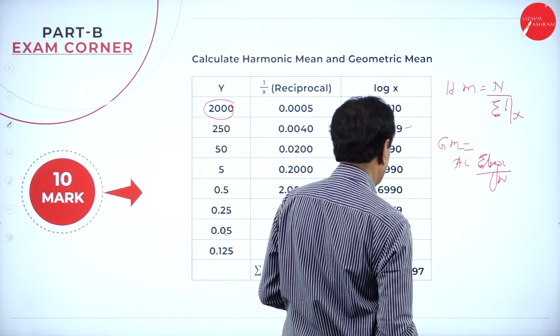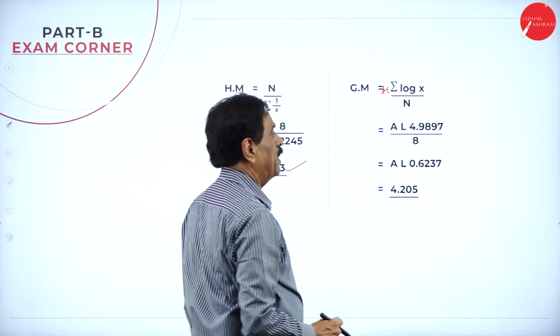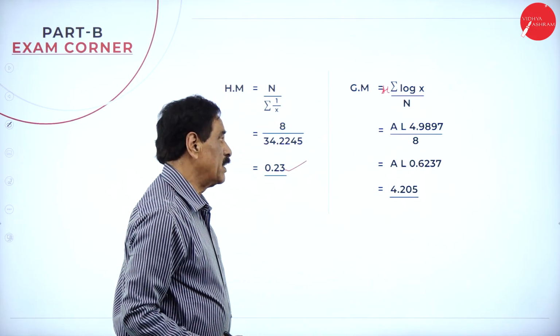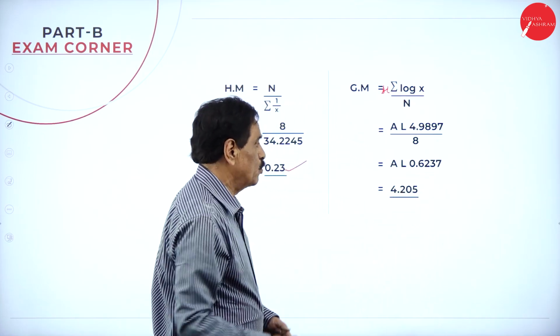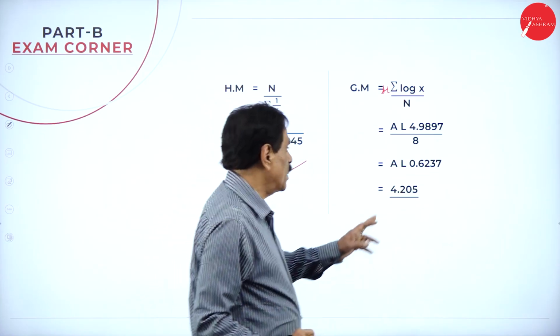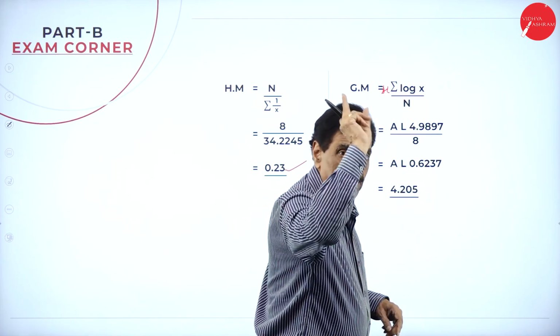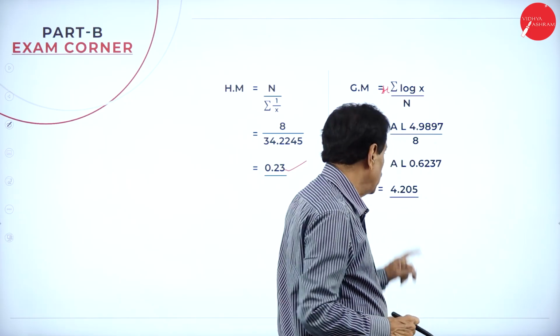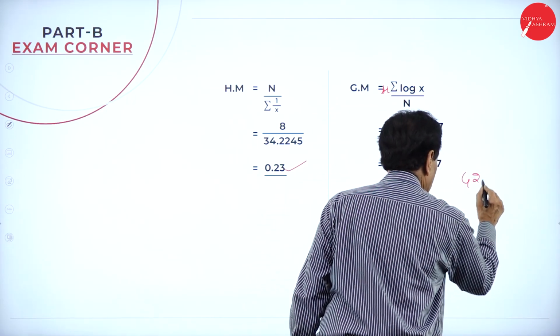Here sigma log x is 4.9897 divided by 8. So if you get the anti-log of 0.6237, in the anti-log table you have to look at 62, the 3 line, and the 7th mean difference. It will give 4205. Your answer is 4205.